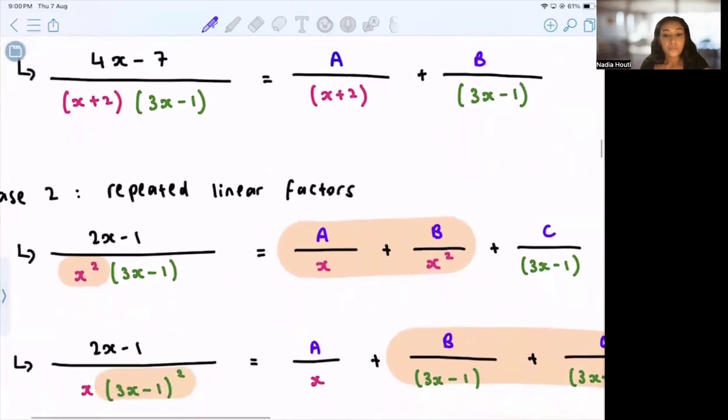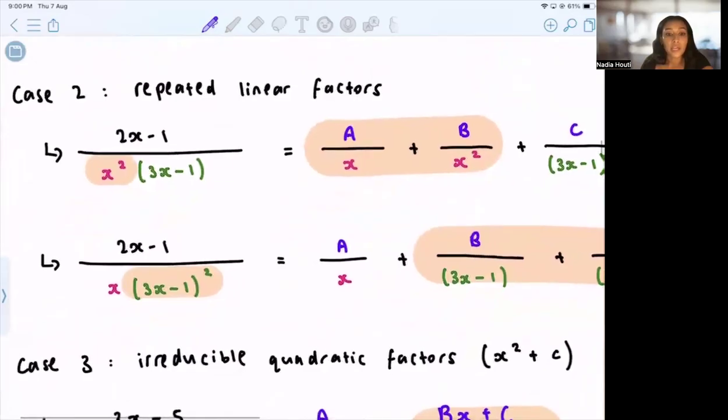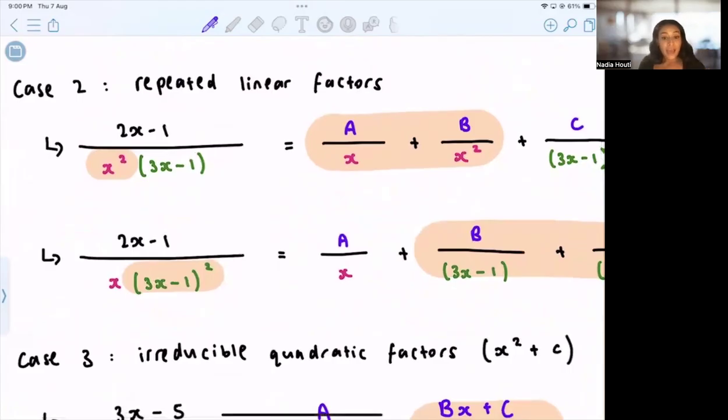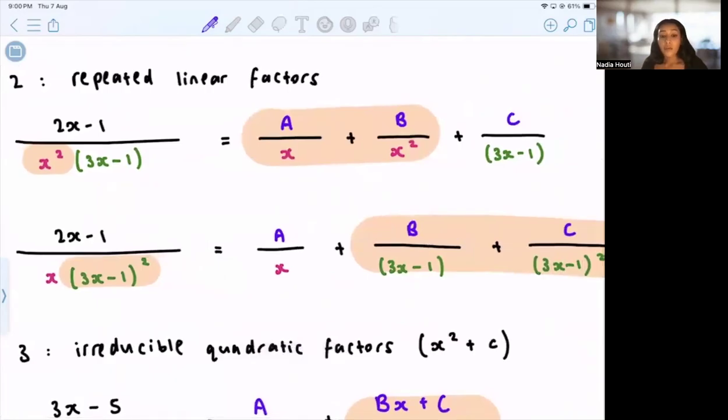So take note, I gave a second example just to show you how it might look if 3x minus 1 was a repeated factor instead. So you can see again, here, x is just a linear factor. It's not repeated. That's why you only have a over x to represent that part. And then for 3x minus 1 whole thing squared, you have two fractions that come out of that factor. The first fraction, the denominator will just be 3x minus 1, not repeated.